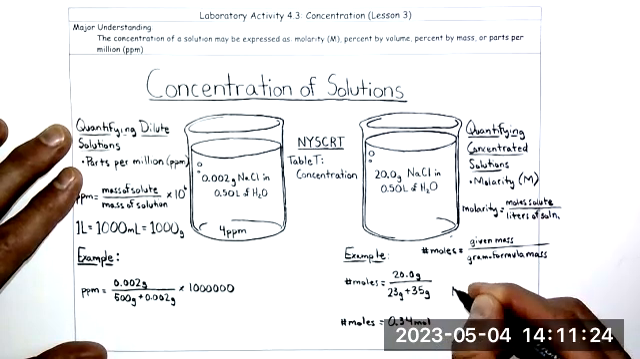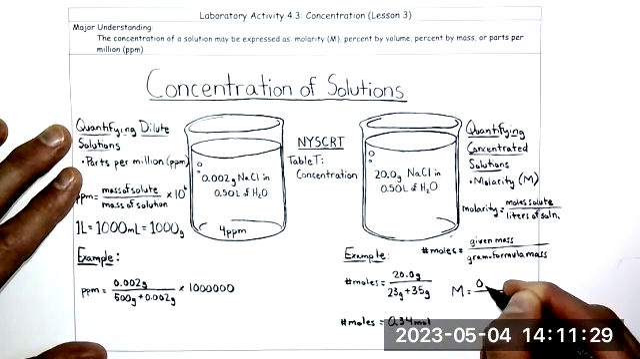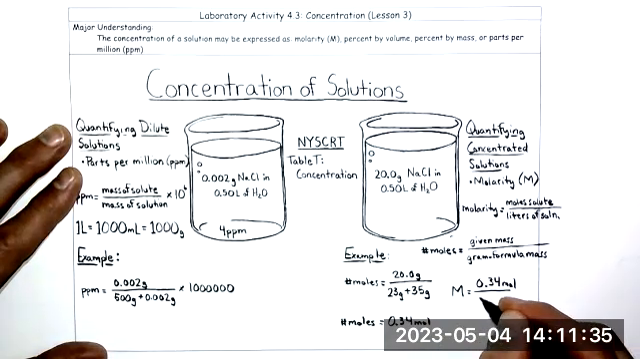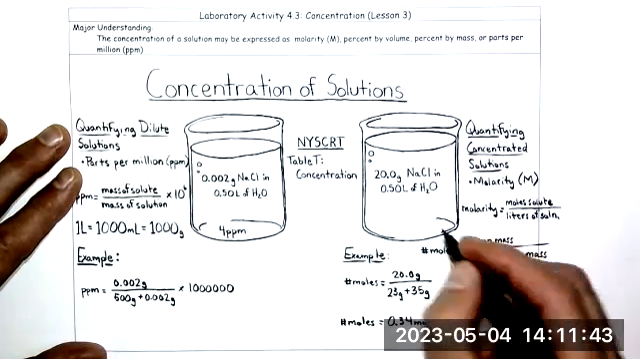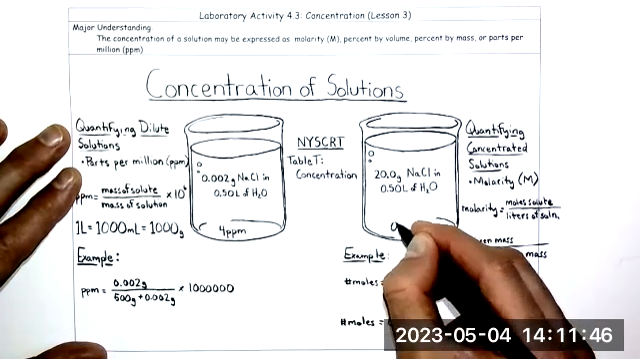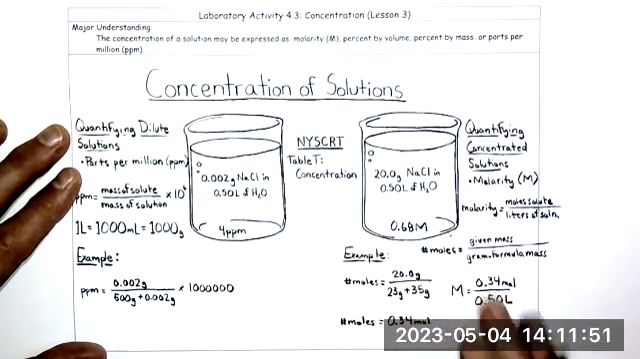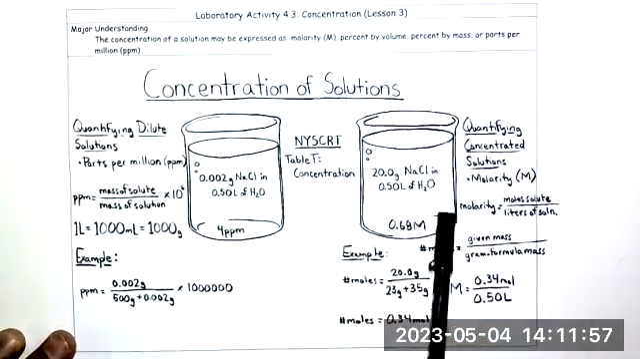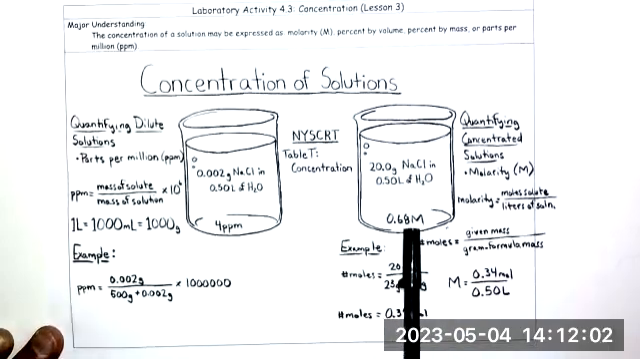Now we can apply this value to our molarity equation. Our molarity, capital M, equals 0.34 moles over 0.50 liters. When we solve, we'll find that the molarity of this solution is 0.68 molar. As you can see, even though this solution is far more concentrated, we found a way of quantifying its concentration in a reasonable number using molarity.